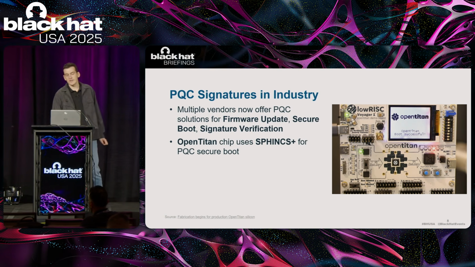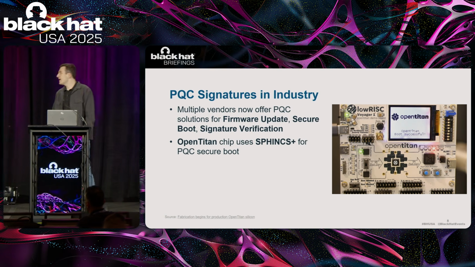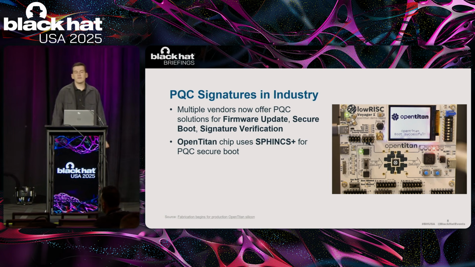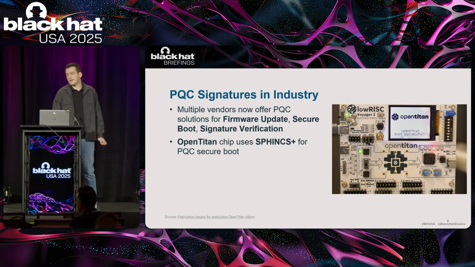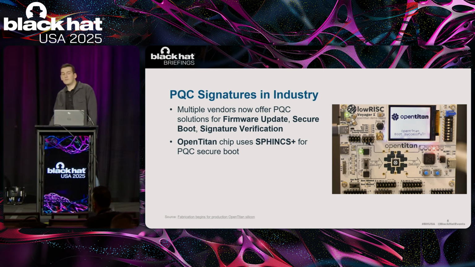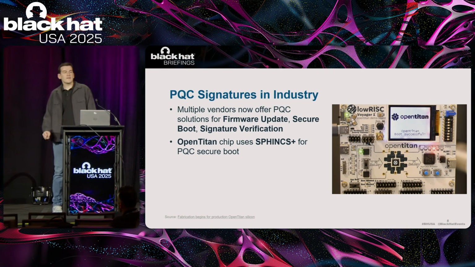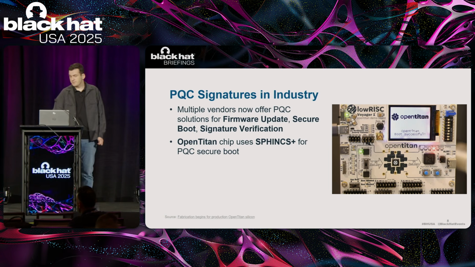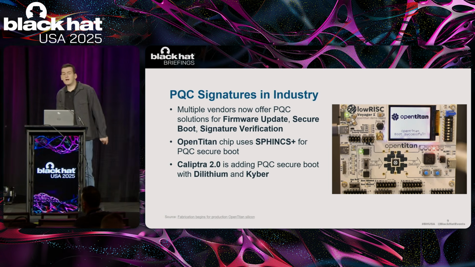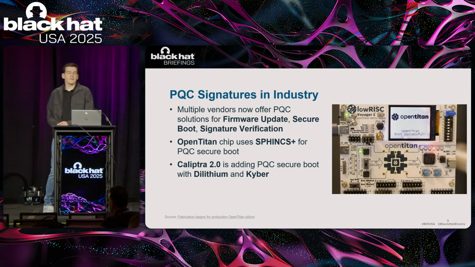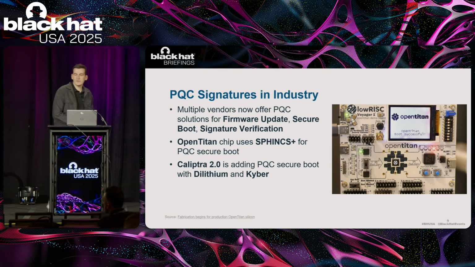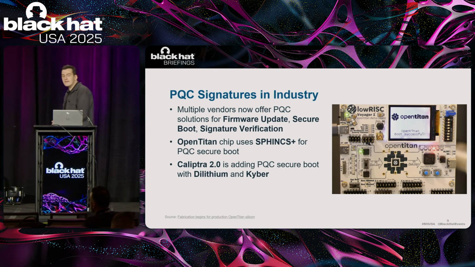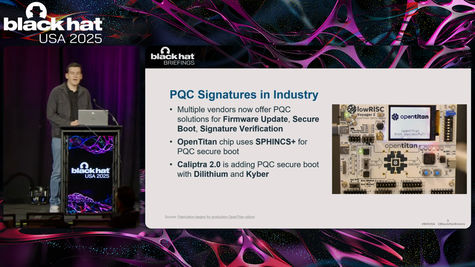As I said, multiple vendors are now offering PQC solutions for firmware update, secure boot, and signature verification. For example, OpenTitan, a project also supported by Google, is using SPHINCS+ for PQC secure boot. Here, you can see the development board. According to their statement, they will start to use it in Chromebooks and data centers soon. And Caliptra, an open-source root of trust design supported by multiple hyperscalers, is now adding PQC secure boot with Dilithium and Kyber in Caliptra 2.0.